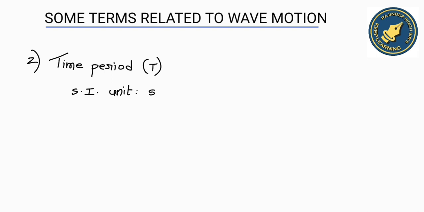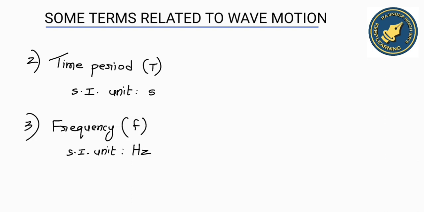Exactly reciprocal of this is frequency. Frequency is denoted by the symbol small f, sometimes n also, but right now we will be sticking to the symbol f. SI unit is hertz, and the definition: the number of vibrations made by a particle of a medium in 1 second. Say 10 vibrations in 1 second, so the frequency is 10 hertz. 100 vibrations in 1 second, frequency is 100 hertz. And how are time period and frequency related to each other? Frequency and time period are reciprocal to each other.